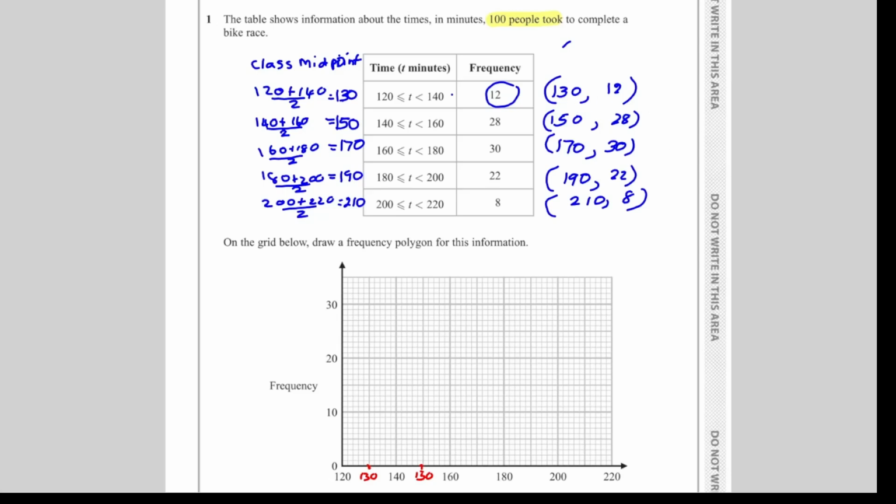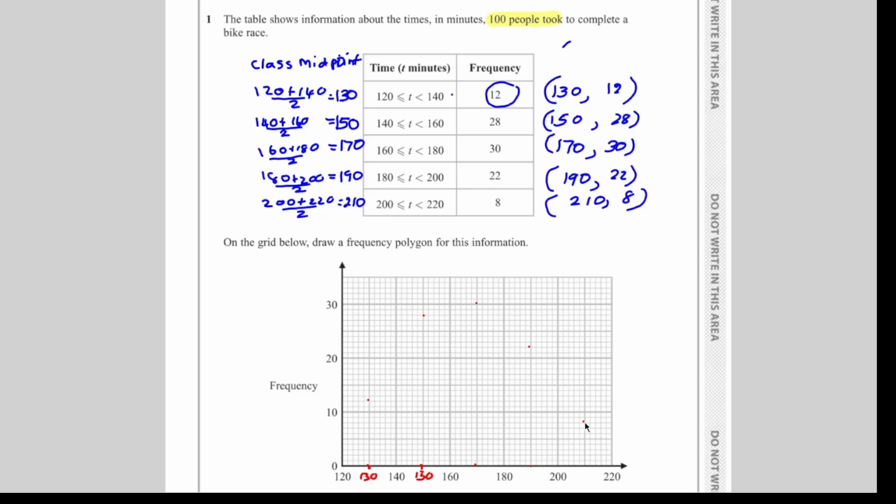130 to 12. So here 10, 11, 12. After that 150, 28. 150, 20, 28 here, because it is 1 by 1. This side is easy. 170, 30. 170 is here, 30 here. Next one, 190, 22. 20, 21, 22 here. Next one, 210 is here. And then 8 is here.